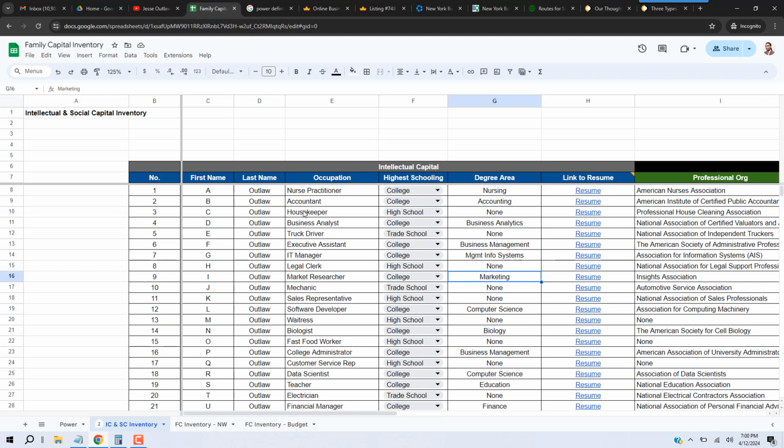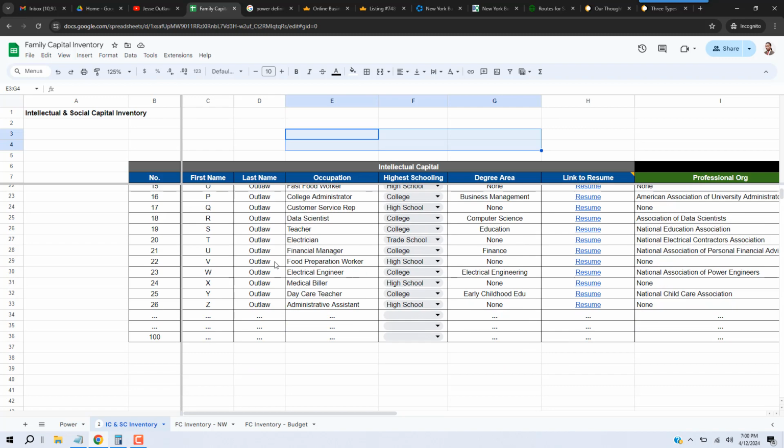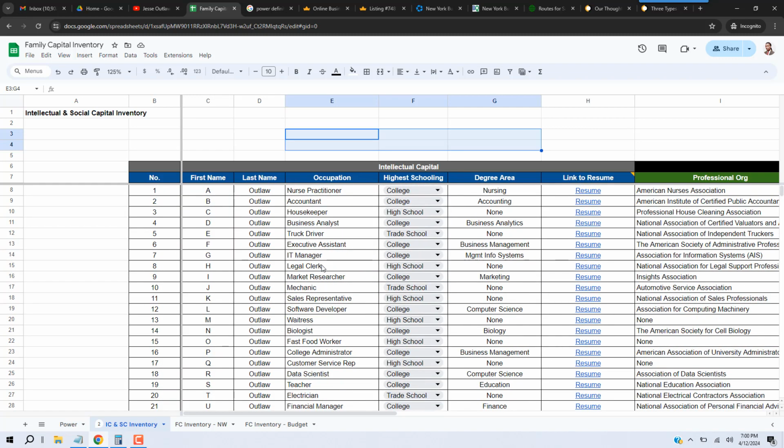Long story short, I think you can understand the process of checking your inventory of intellectual capital to make sure that the family has the knowledge and the skills. All you're doing is going down the list of family members and saying, do we have the people who can run this business? And if that's a go, then we keep moving.